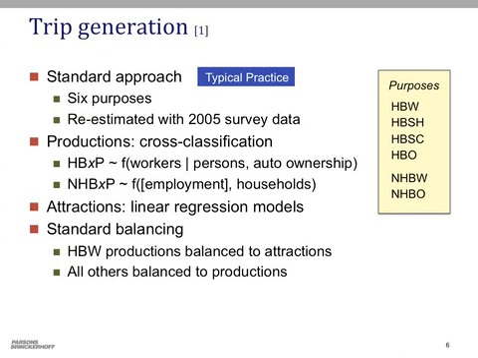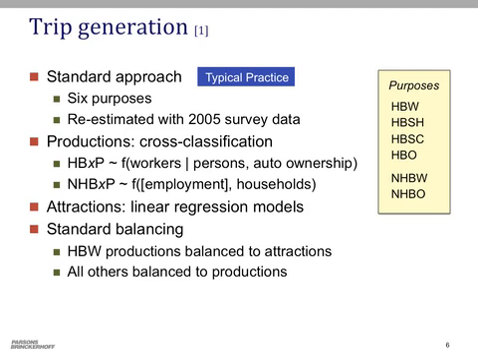Their trip generation model is a pretty typical one. It has 6 trip purposes that are enumerated there on the right-hand side that they've estimated in the E5 model with data from the 2005 travel survey. And on the production side, they have a cross-classification model that's broken down between home-based and non-home-based trips. And as you can see, the former is based as a function of workers or persons by auto ownership, and the latter is based on different categories of employment and households. On the attraction side, they have district-based regression models and a fairly standard balancing process.